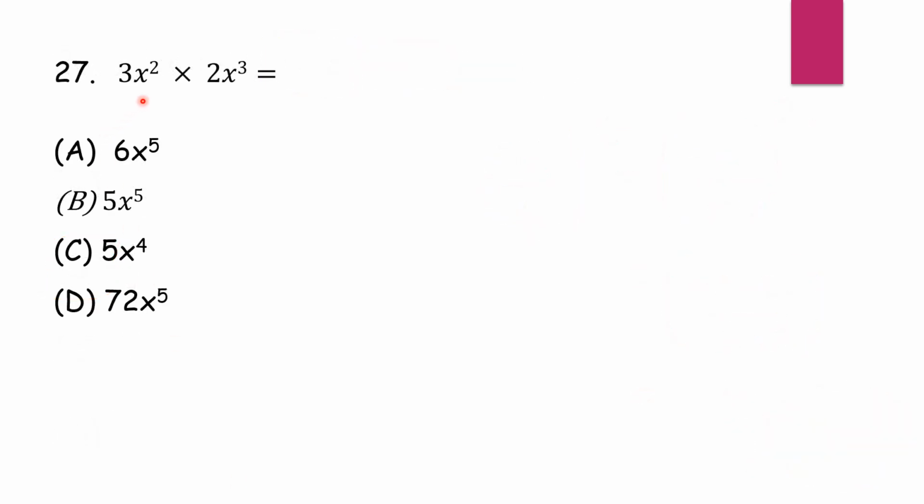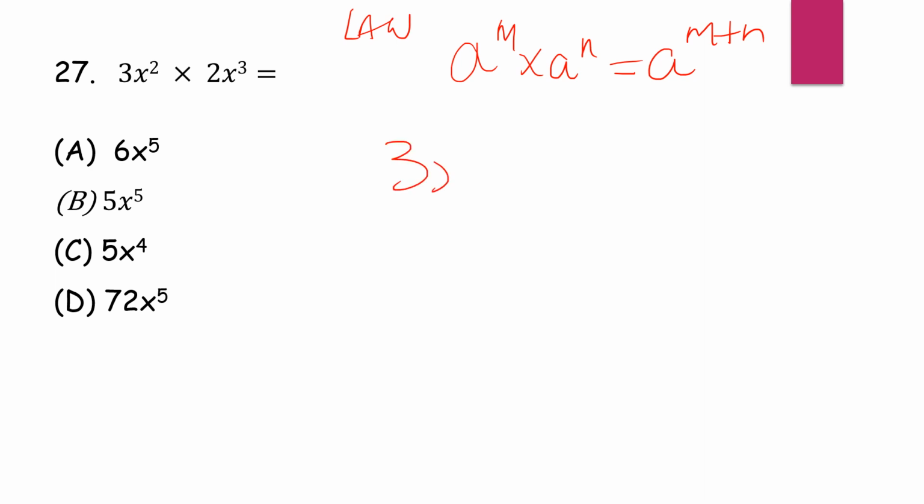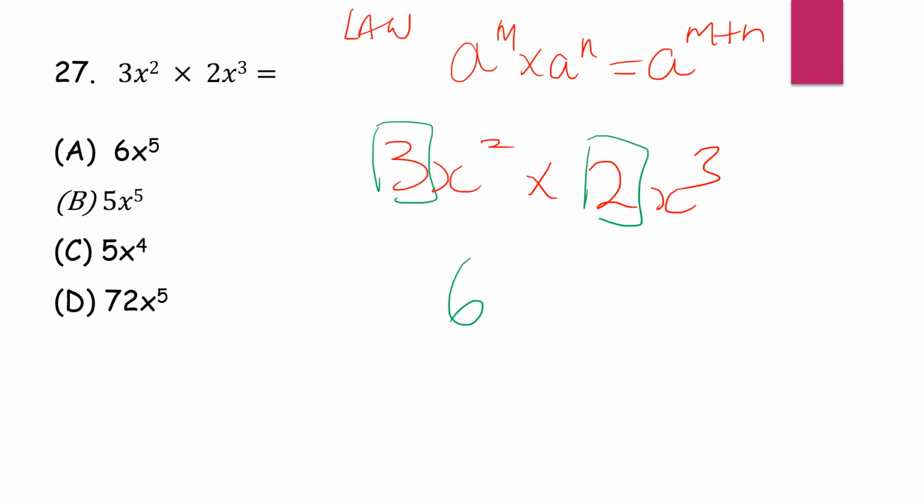27. 3x to the second power times 2x to the third power. This is indices. And remember the rule that a to the m times a to the n means that we're going to add the powers. That's a law from indices. So we have 3x squared times 2x to the third. We're going to multiply the coefficients. So 3 times 2 is going to give me 6. Then I have my x to the second plus 3. So I'm going to get 6x to the fifth power. So the answer is A.